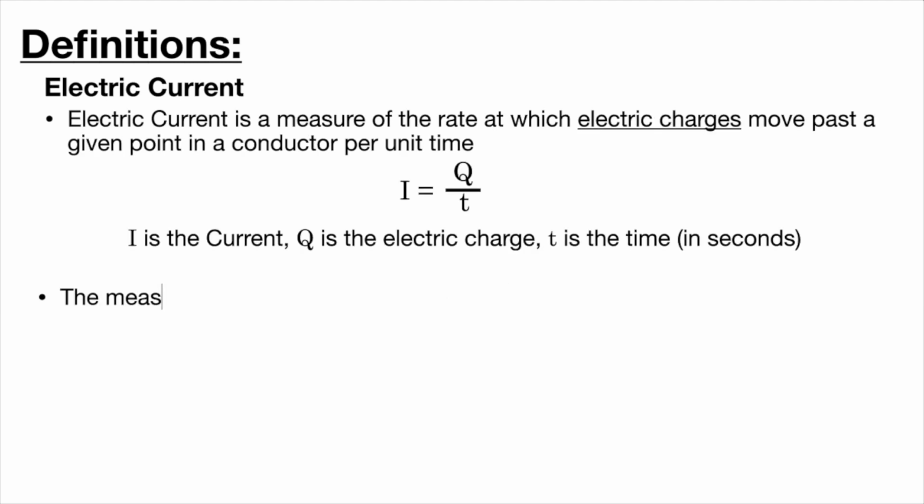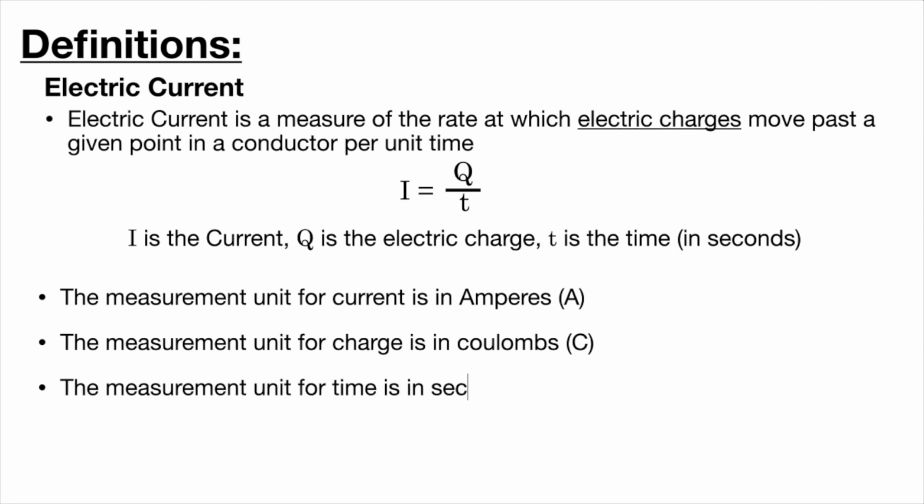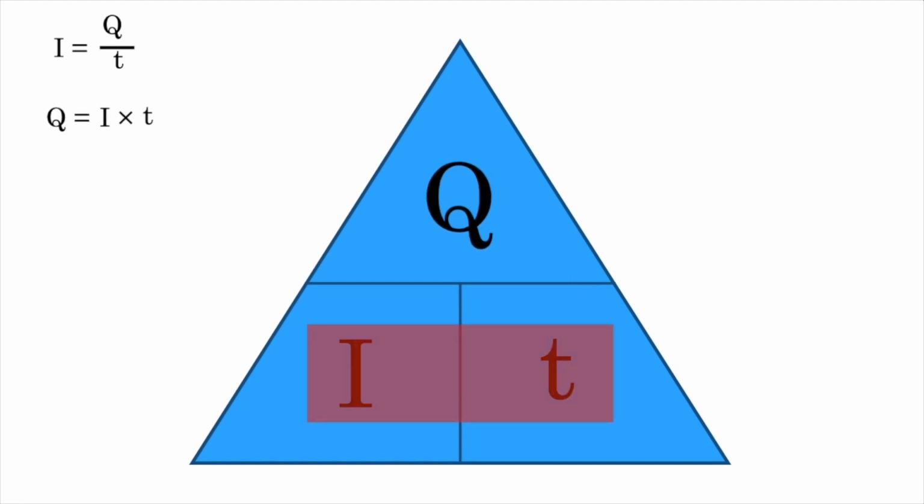The measurement unit for current is amperes, which is denoted with an A, or amp, or amps. The measurement unit for charge is coulombs, which is a capital C. And the measurement unit for time is seconds, denoted with a small s. So we can also write I equals Q over T as 1 amp equals 1 coulomb per 1 second. This formula can be written in the form of a triangle, such as I equals Q over T, or Q equals I times T, or T equals Q over I.